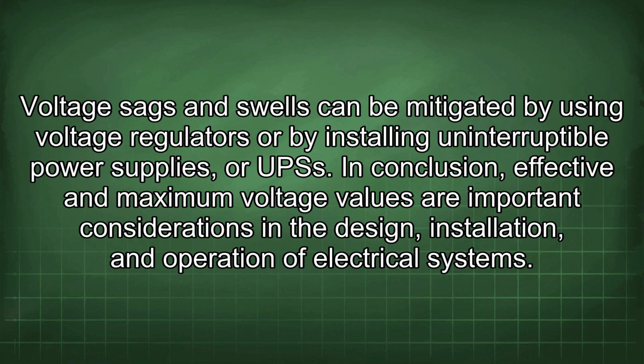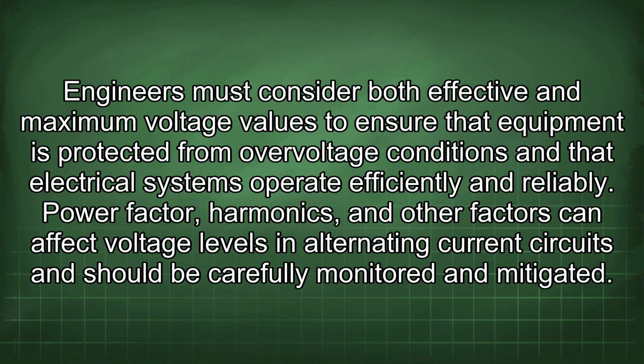In conclusion, effective and maximum voltage values are important considerations in the design, installation, and operation of electrical systems. Engineers must consider both effective and maximum voltage values to ensure that equipment is protected from overvoltage conditions and that electrical systems operate efficiently and reliably. Power factor, harmonics, and other factors can affect voltage levels in alternating current circuits and should be carefully monitored and mitigated.